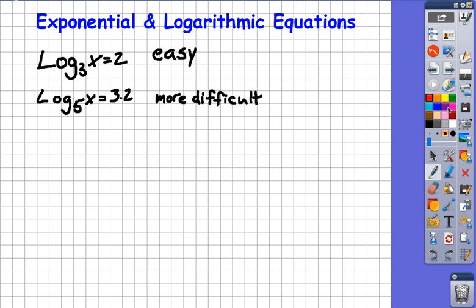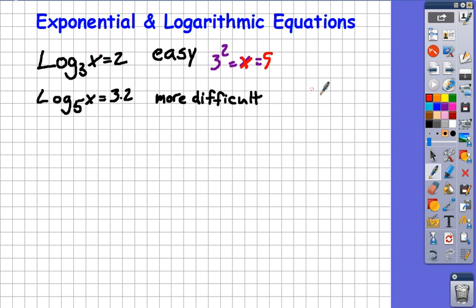So if you're looking at this first one, yeah, it's easy. The definition of a logarithm tells us the base to the answer power equals the of number. So that's really saying 3 squared equals x. What's 3 squared? Yeah, you know that. 3 times 3 is 9. So right there, log base 3 of 9 would be 2. So 3 to the second power equals 9.